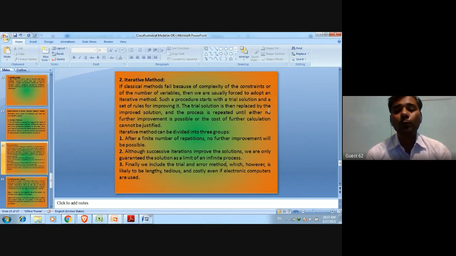What we have to do? We will use the trial method, assuming first x1 equal to 0 and second x2 equal to 0. Okay, so we will use a trial solution and a set of rules for improving it. We will use the simplex method to improve the solution. The trial solution is then replaced by the improved solution, and the process is repeated until either no further improvement is possible or the cost of further calculation cannot be justified.